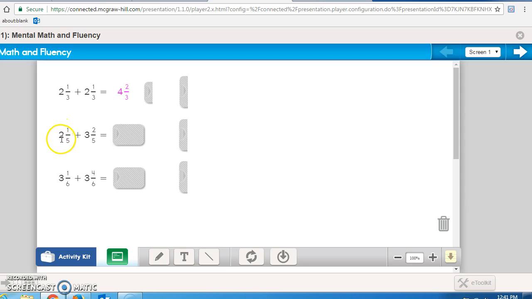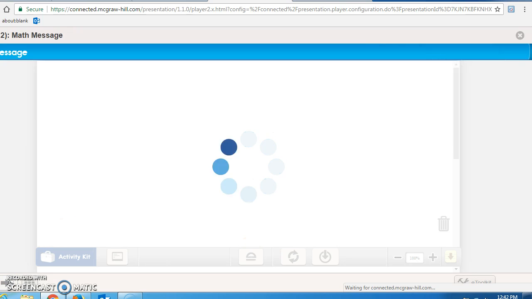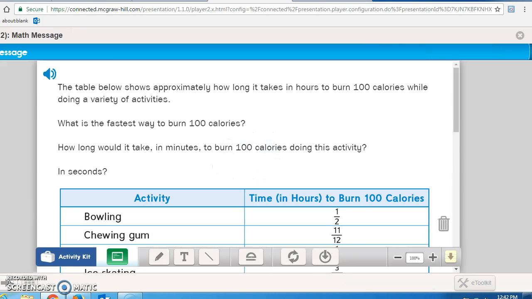Again, I add my whole numbers first. 2 plus 3 is 5. 1/5 plus 2/5 equals 3/5. My answer is 5 3/5. And finally, 3 plus 3 is 6, and 1 plus 4 is 5. Remember, we never want to add our denominators together. We want to find a common denominator and then leave it the same.